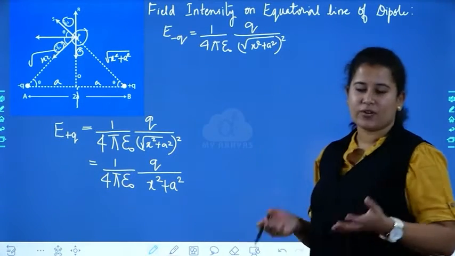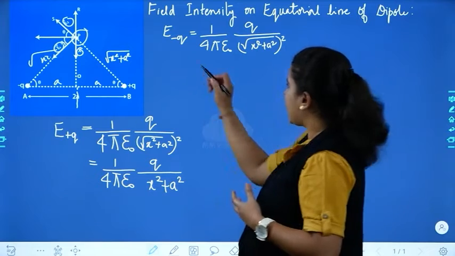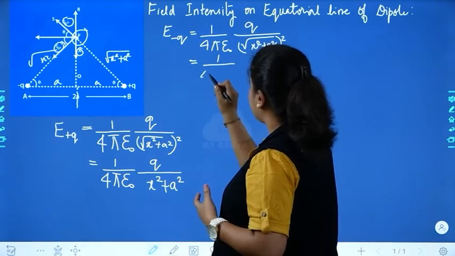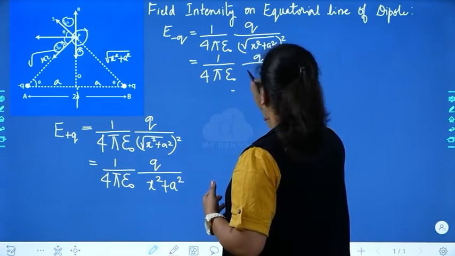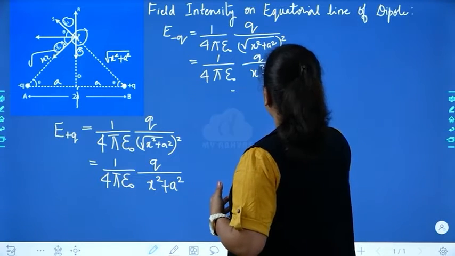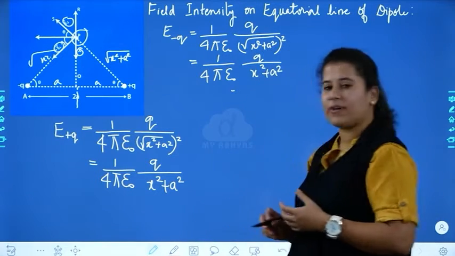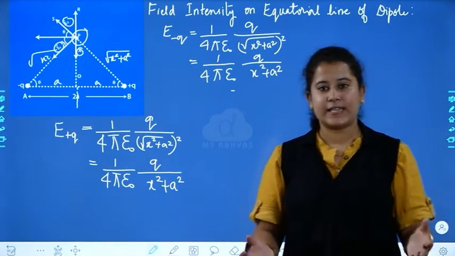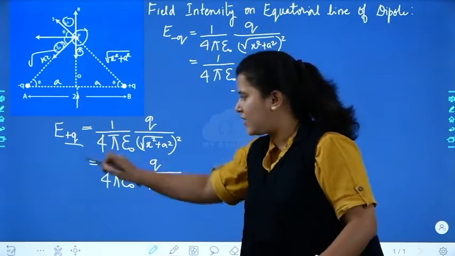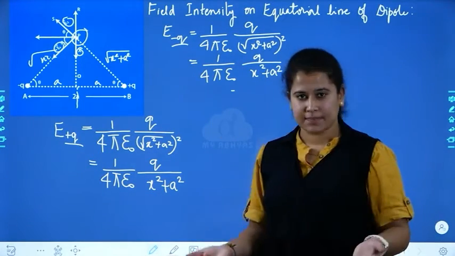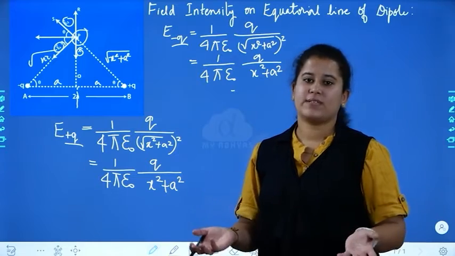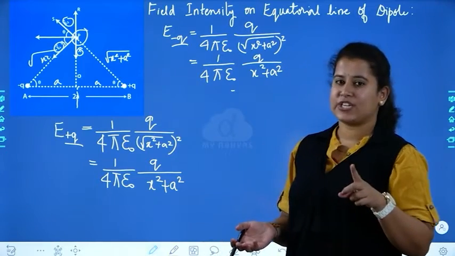Okay, so the square root and the square cancel, and I will be getting 1 divided by 4 pi epsilon naught, q divided by x square plus a square. Clear? So now you can compare the electric field intensity due to plus q charge and the electric field intensity due to minus q charge. The magnitude is the same, but the direction is changed.